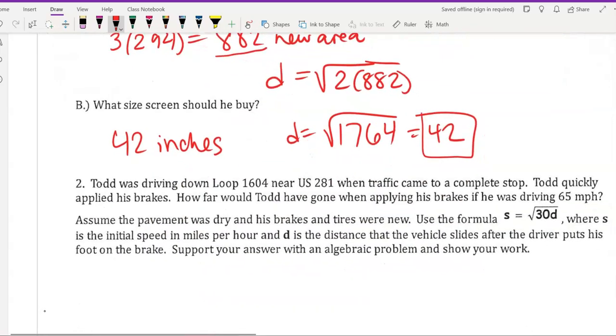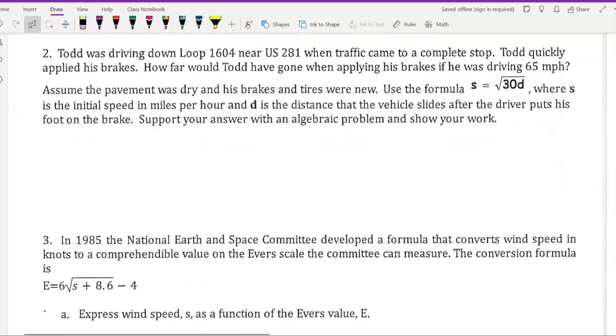All right, cool. Number two, Todd was driving. Oh, there's two more. Oh, okay. Todd was driving down Loop 1604 near 281 when traffic came to a complete stop. He quickly applied his brakes. How far would he have gone when applying his brakes if he was driving 65 miles per hour? Assume the pavement was dry and his brakes and tires were new. Use this formula where S is the initial speed in miles per hour and D is the distance that the vehicle slides after the driver puts his foot on the brake. Support your answer with an algebraic problem and show your work.